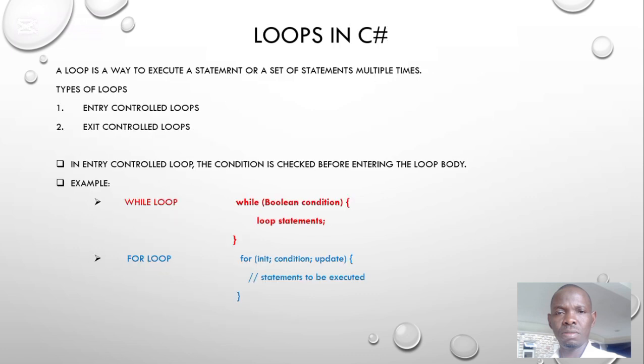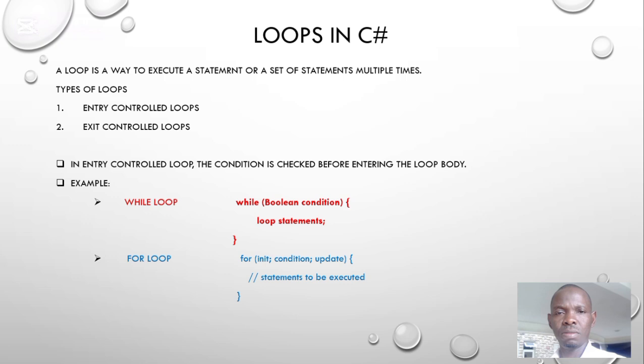Then the other one is a loop. Loops in C#. A loop is a way to execute a statement or a set of statements multiple times, that is, a repetition of statements. We have types of loops: entry controlled loops and exit controlled loops. In entry controlled loops, the condition is checked before entering the loop body. An example here is while, the boolean condition, the loop statement, and you terminate it. So initialize, while the condition holds, print the statement.